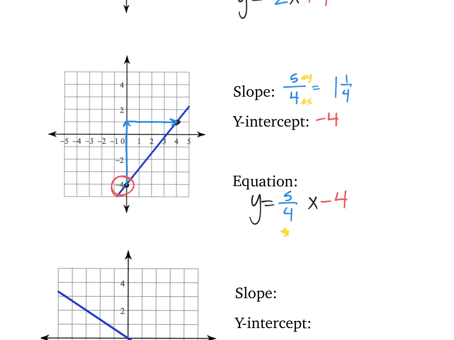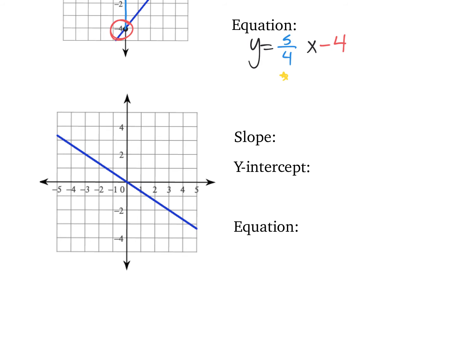One more example for us. Let's look at this last one here. Again, start off with any 2 points. So maybe I'll use this one and this one. This time my slope is negative, so I'm dropping by 2 and going over 3. So I have a negative 2/3 slope, and my y-intercept is actually here at the origin, so it would be 0. That means my equation is going to look like y equals negative 2/3 times x, and I'm not going to have a constant since it would just be plus 0.